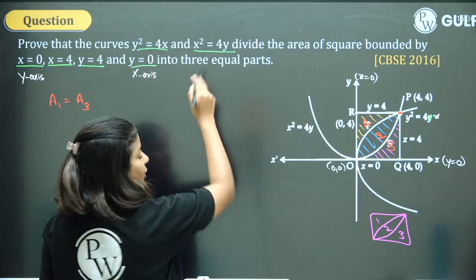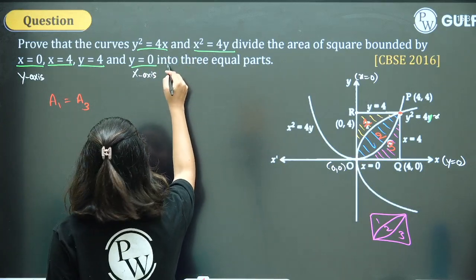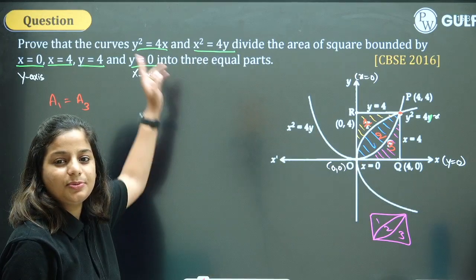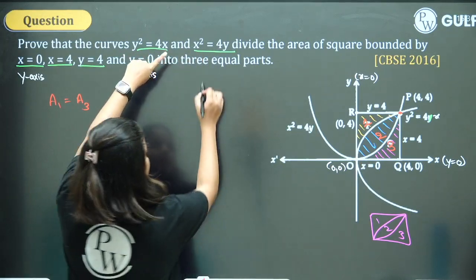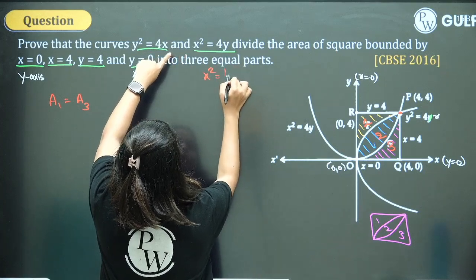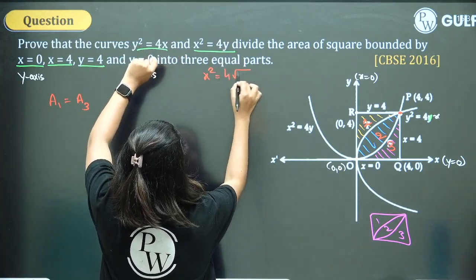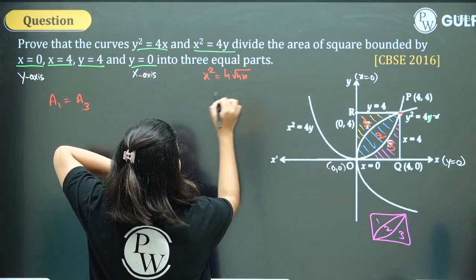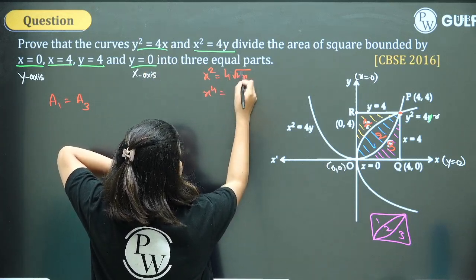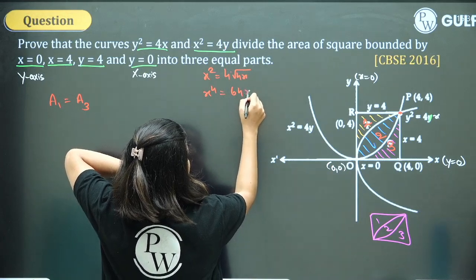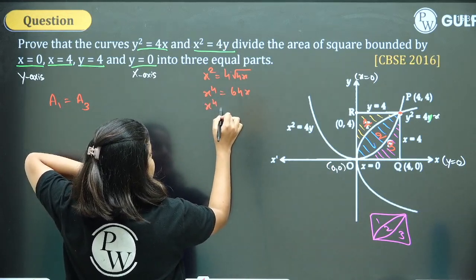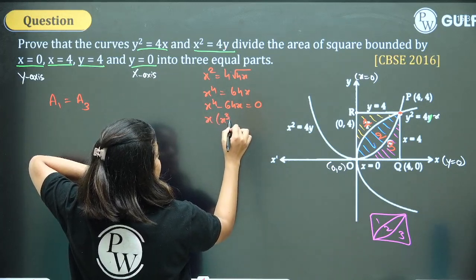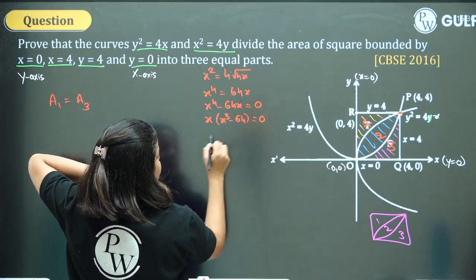How to find the point of intersection? I'll tell you. It's important. y square equal to 4x, x square equal to 4y. Substitute one in the other. x square equal to 4, in place of y, can I write root 4x from here? y square is 4x, so y is root 4x. Square it. x raised to 4 is equal to 16 times 4x, which is 64x. x raised to 4 minus 64x is 0. x common. x cube minus 64 is 0.